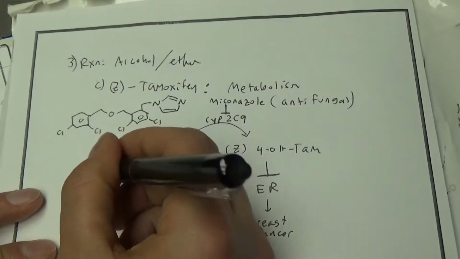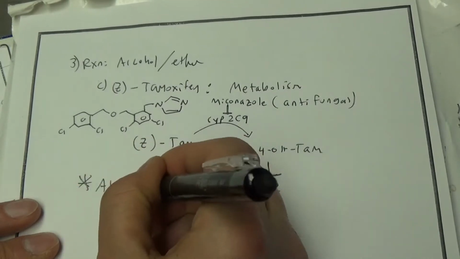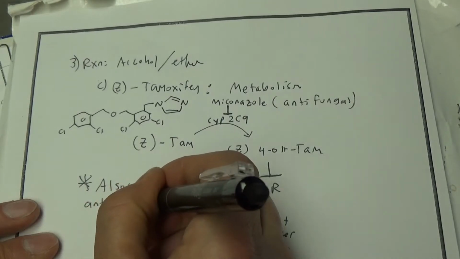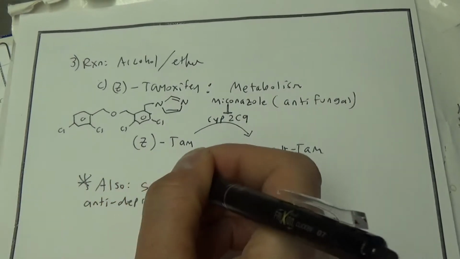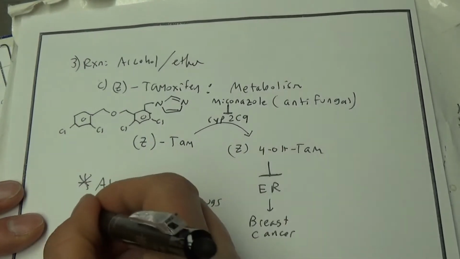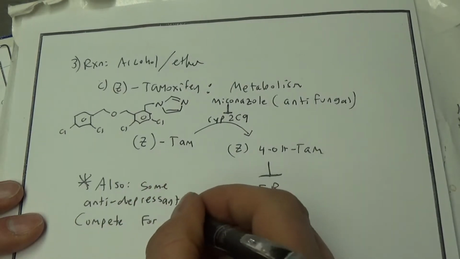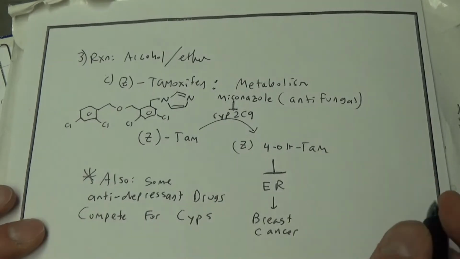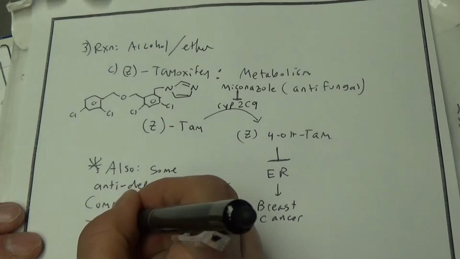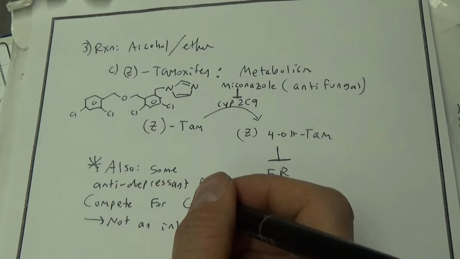So antidepressants do this. Also some antidepressant drugs compete for the CYPs, we'll just say Cytochrome P450 isoforms. So it's not an inhibitor as such, but it's a competitive substrate.